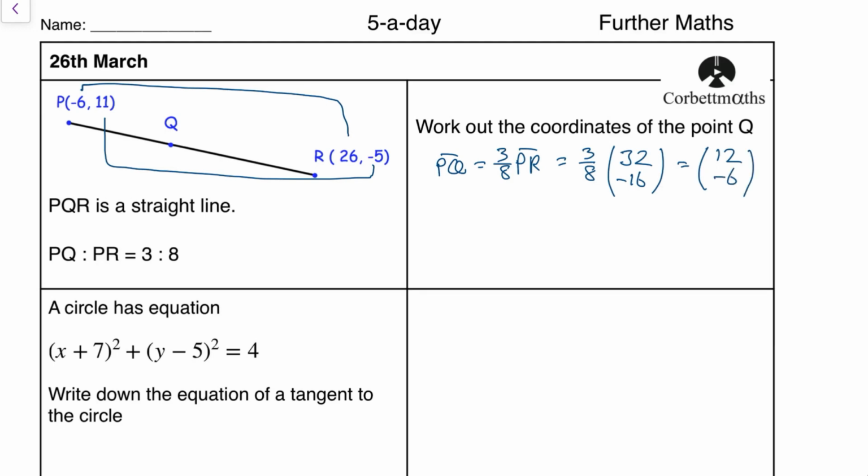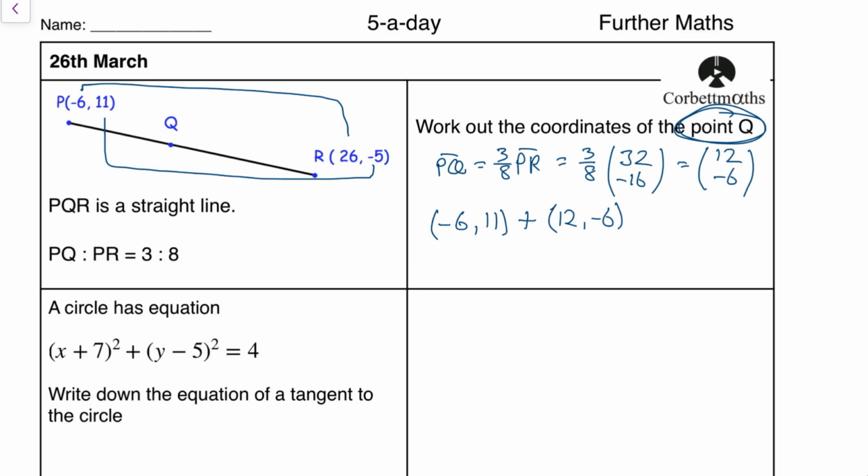Now be careful. That's the vector to get from P to Q. But I want the coordinate of Q. So that wants the coordinate here, not just the vector itself. So what I need to do here is take my P coordinate, which is -6, 11, and I need to add on, by the way, this is quite bad maths. You should really write it in vector form or coordinate form. But for GCSE, it's fine. Plus 12, minus 6. At A level, you'll learn how to do it slightly better. You'll do position vectors, and it's just a bit neater.